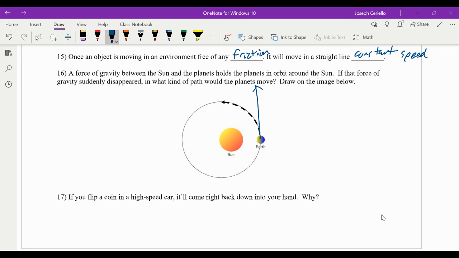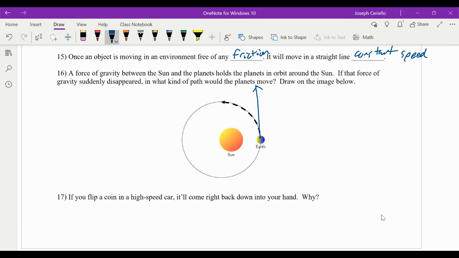If you flip a coin in a high-speed car, it'll come right back down into your hand. Why? A lot of people say, if I throw a coin up in the air, why doesn't it hit the back windshield of the car? Well, why would it hit the back windshield? If the car is moving 50 miles an hour, you in the car are also moving 50 miles an hour. The coin is also moving 50 miles an hour. If you toss it up into the air, why would it stop moving 50 miles an hour? There's no net force that would stop that.